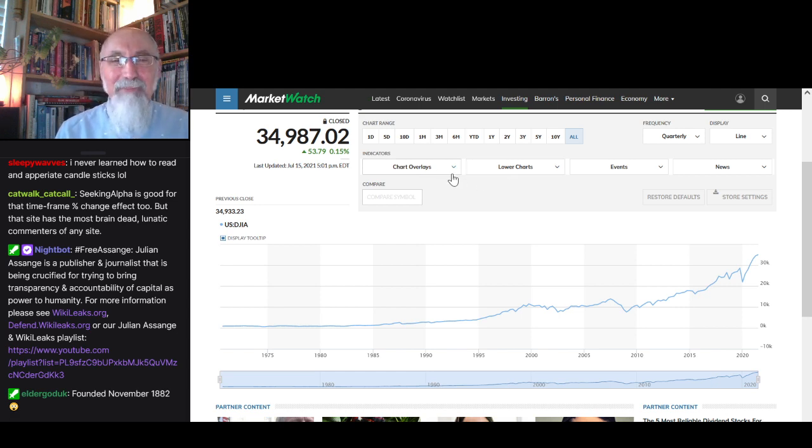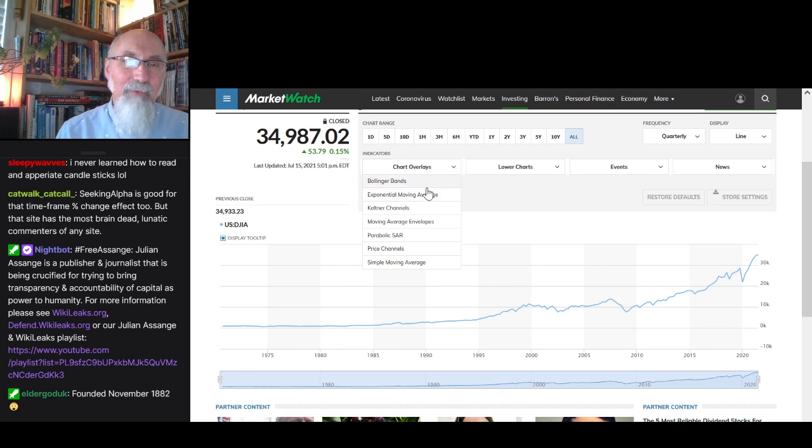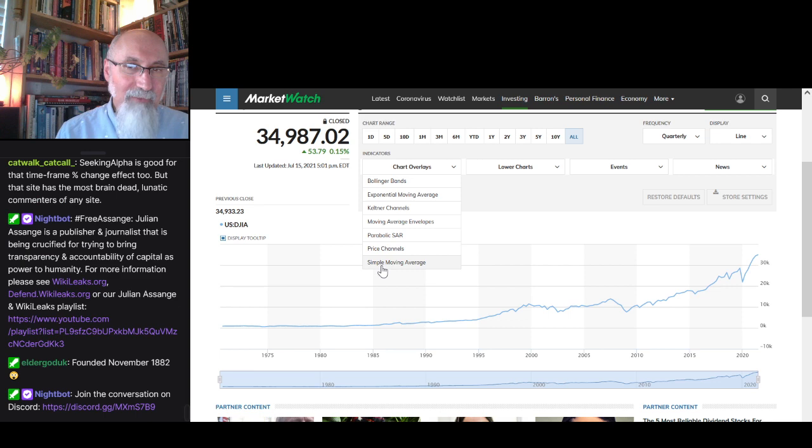Now take a look at this. If we do the chart overlay, we can do the exponential moving average or the simple moving average. Let's do those two. The simple moving average is just the average price over a certain number of days, and it's not weighted. The exponential moving average is weighted, giving more weight to more recent stock prices. I'm going to show both, and you can see the variation between them. It's up to you which one you want to use for data analysis.